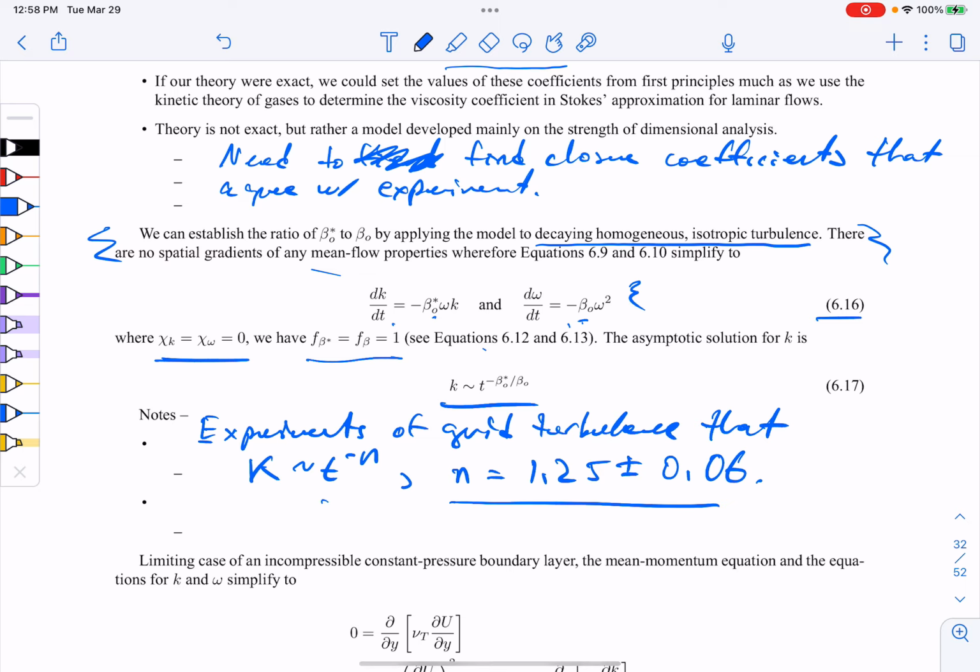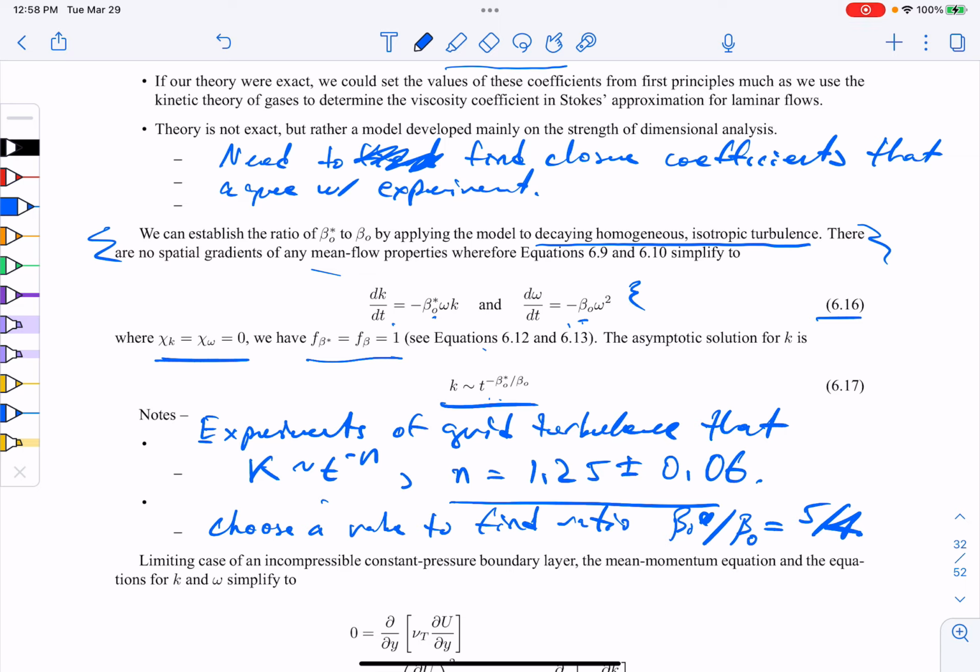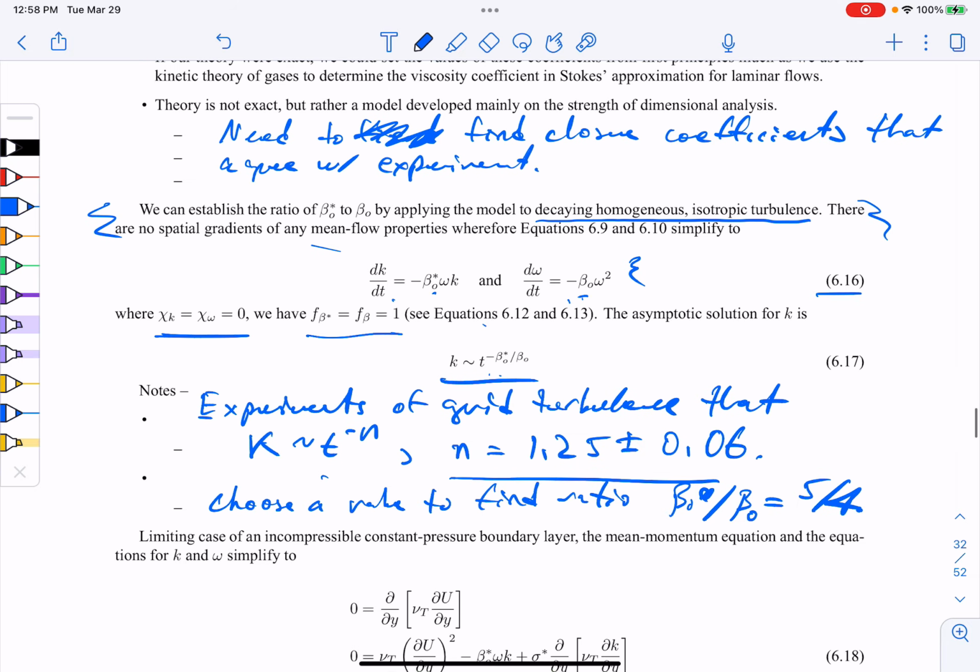So if that value of K must be there, we can take that and estimate 6.17, and we might choose a value to find the ratio. That would look something like beta naught star divided by beta naught of 5/4, which makes sense because 1.25 is about 5/4. So that sets one ratio at least for us, which is good, but it doesn't give us all our coefficients, so we need to turn to additional flows.